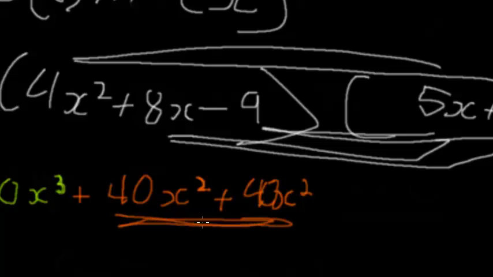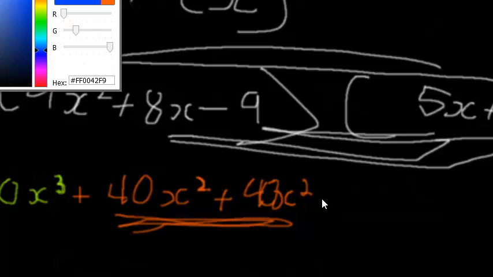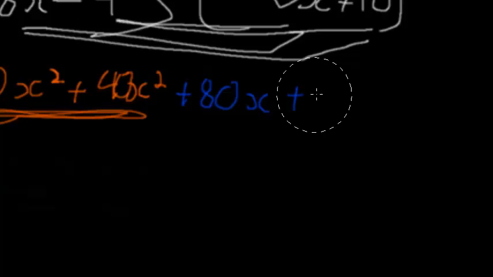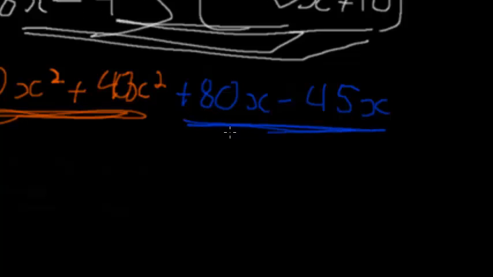And as you can see, they're one group. And then the next one is 8x times 10. Let's make that a different color. So that's 80x. And then negative 9 times 5x. Sorry, that should be minus 9 times 5x, which is negative 45x. And then negative 9 multiplied with 10. As you can see, this is one group. Just solve it in brackets here. Make that red.